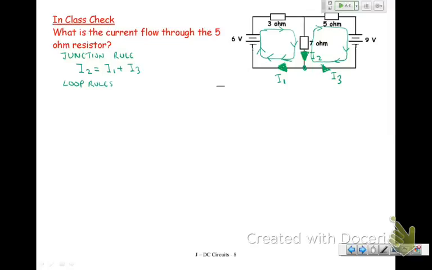Any progress on this? Let's have a look. I'm going to start you off. It's going to be +6 for my EMF. I looked at that EMF and it's 6, and I decided it was a +6 because, what's the rule?